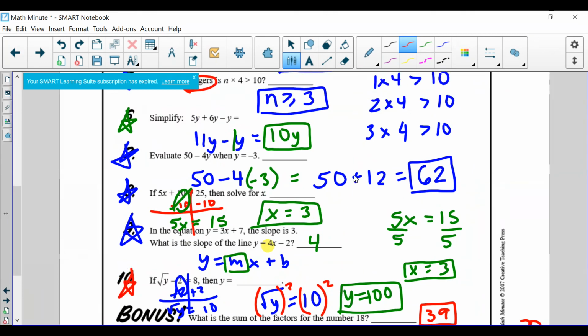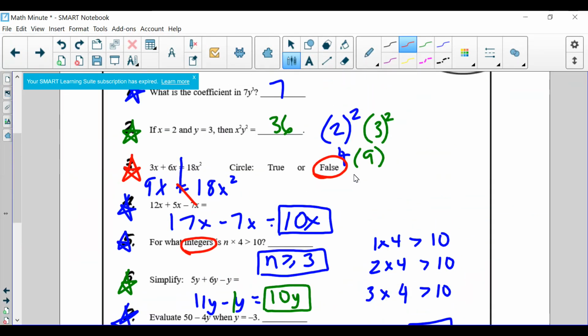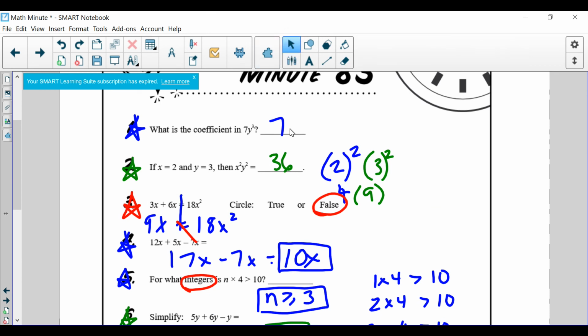I'm going to scroll up right now so you can see all the answers here. This is the point where you'd go to check all your answers. You can see what we have.